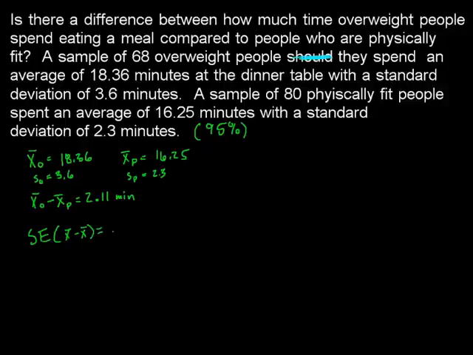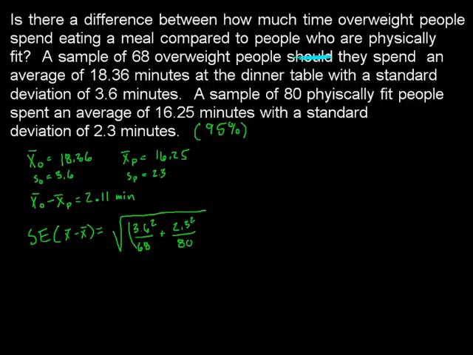And it's not a standard deviation because we're using the sample. Remember, that's why. And it's also why we have to use a T instead of a Z. But anyway, so we have 3.6 squared divided by the sample size of overweight, which was 68 people, plus 2.3 squared divided by the sample size of physically fit people, which was 80, it says. So here we go.